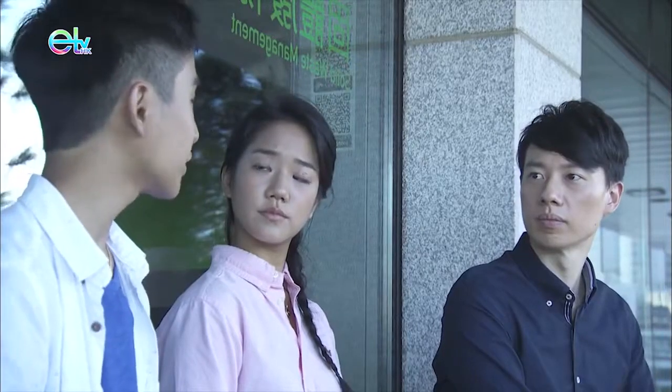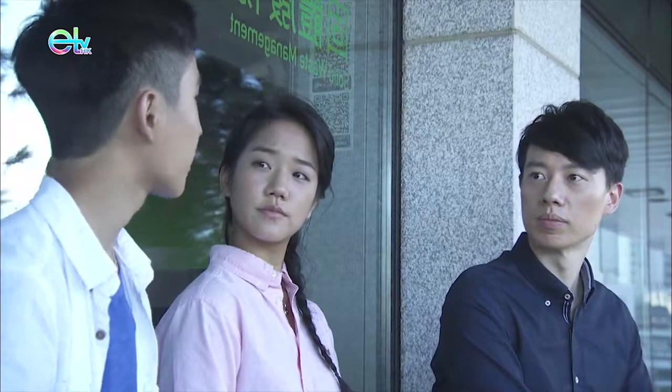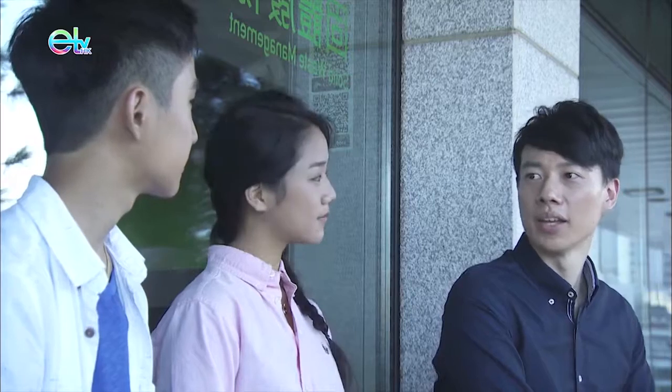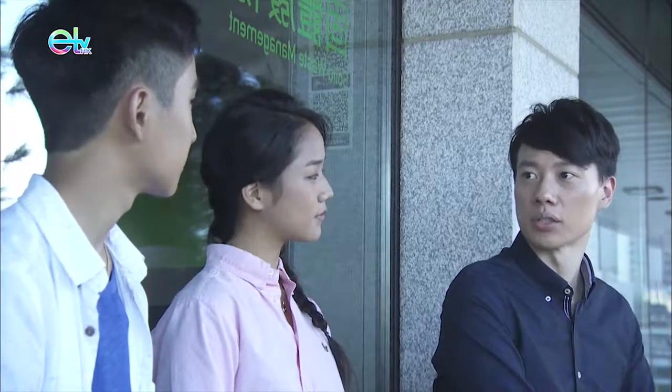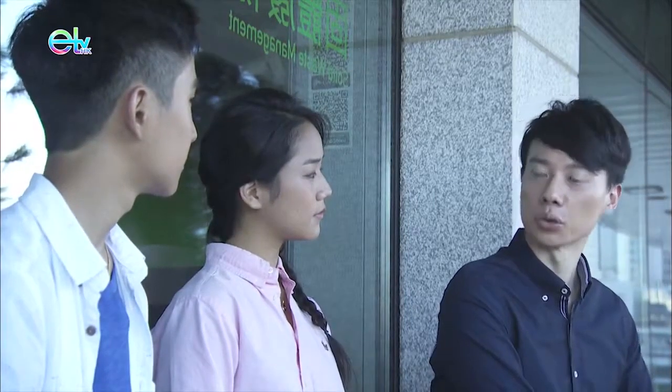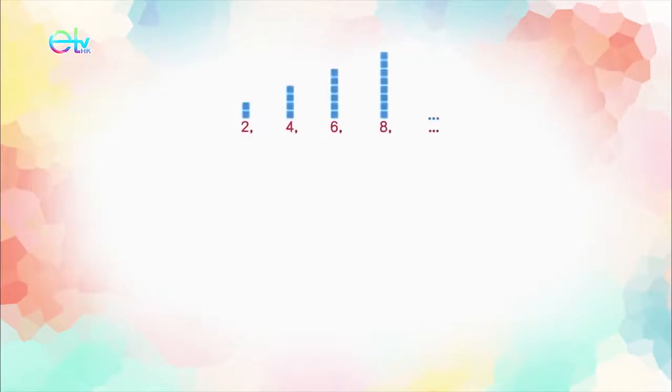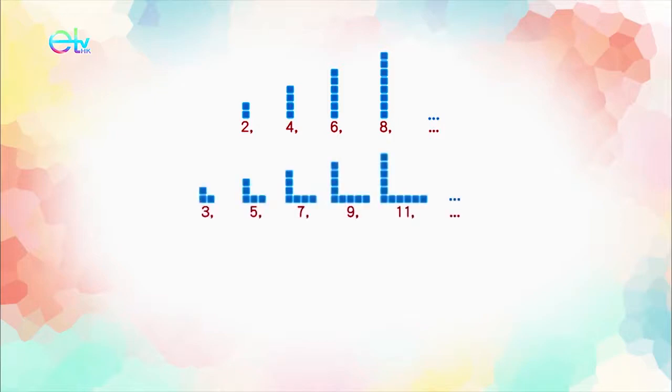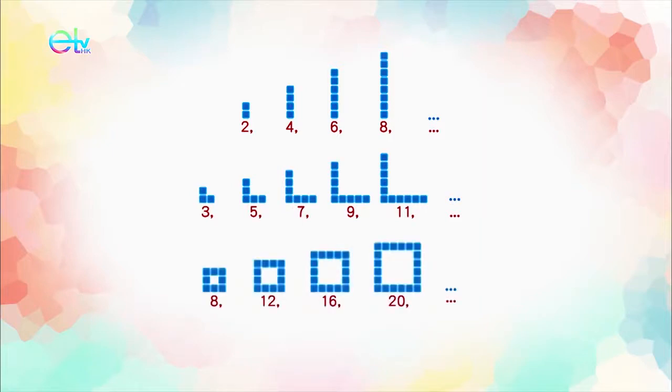Therefore, the 100th figure will have 404 blocks. Correct. We can use different sequences to represent the number of blocks in each group. The first sequence is 2, 4, 6, 8, and so on. The second sequence is 3, 5, 7, 9, 11, and so on. The third sequence is 8, 12, 16, 20, and so on.